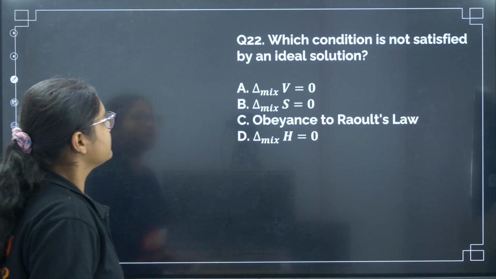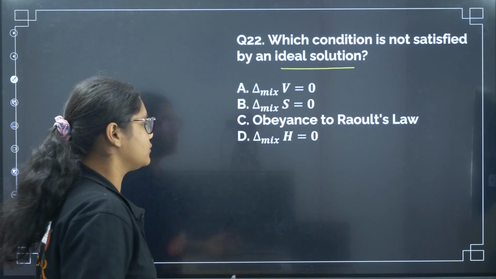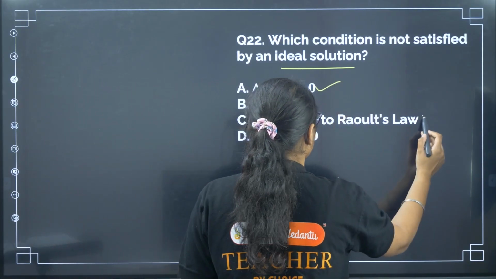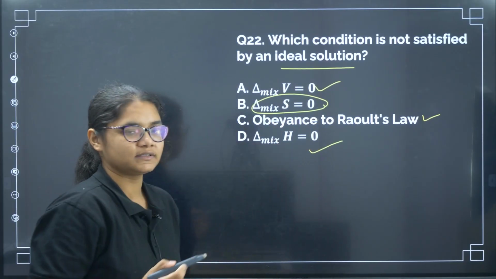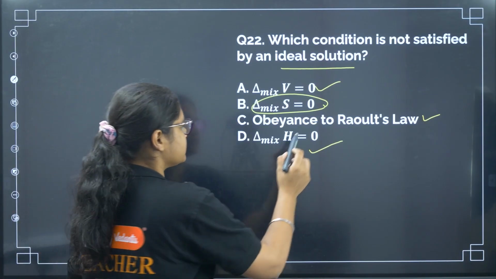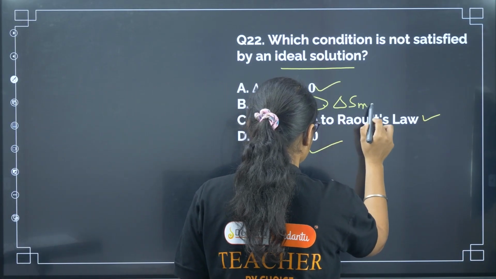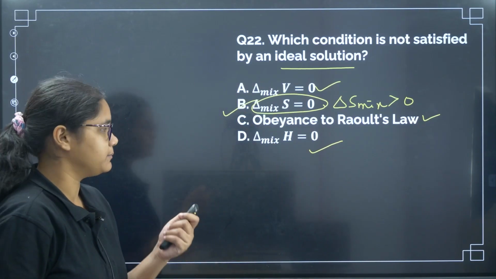Next question, which of the following is not satisfied by an ideal solution? So delta V mix equal to 0 is correct, Raoult's law is correct, delta H mix equal to 0 is correct, but delta S mix is not equal to 0. Whenever mixing happens, entropy always increases, so this value should be greater than 0. Okay, the correct answer is option number B.